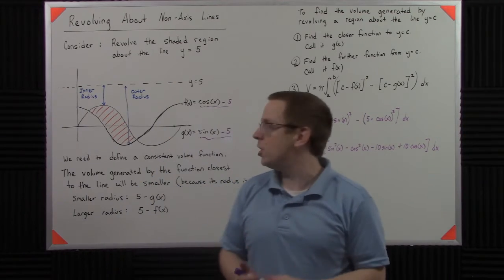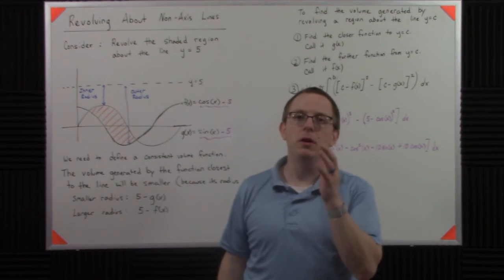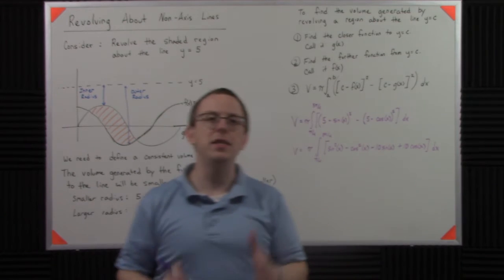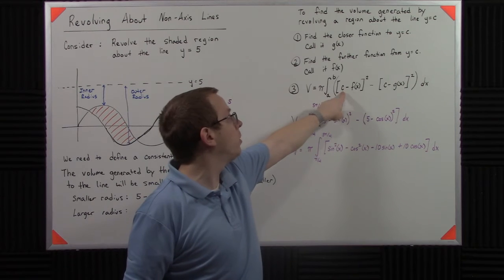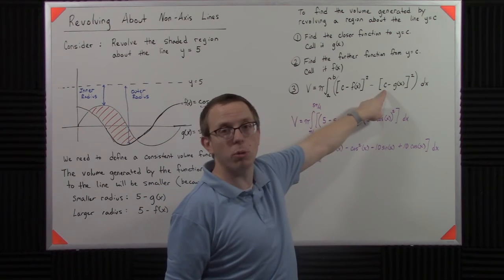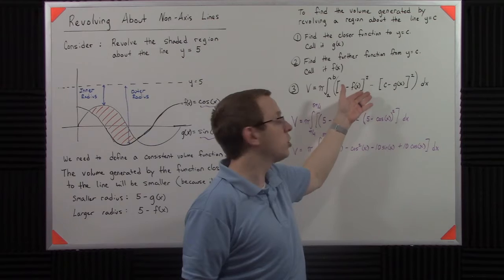It's the same idea. You don't have to overthink it. But the formula states that you're supposed to write it like this. So you take the line that you're revolving around, you subtract the function. The line you're revolving around, subtract the function, square them, go at it.